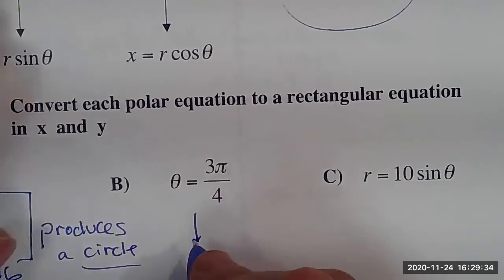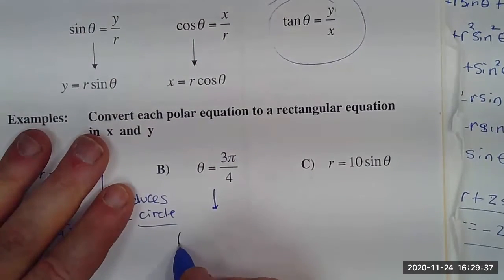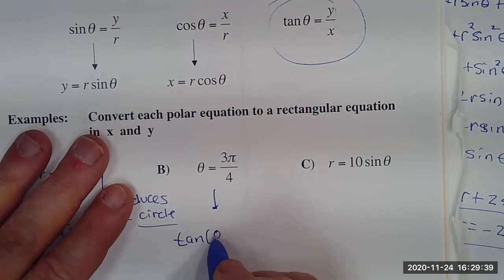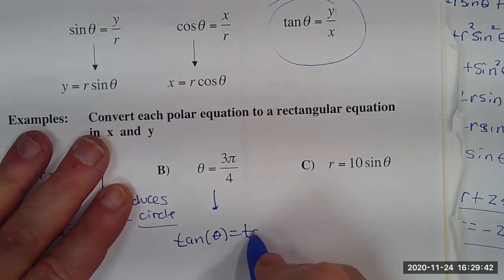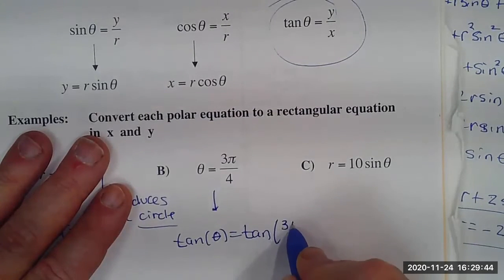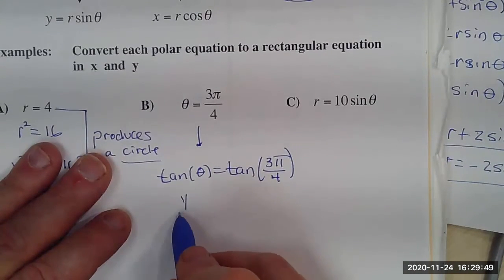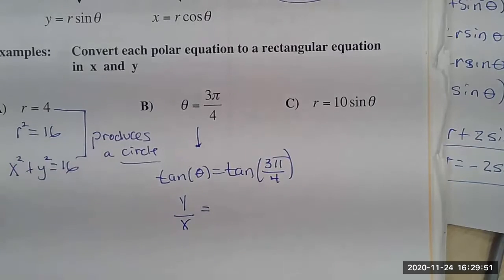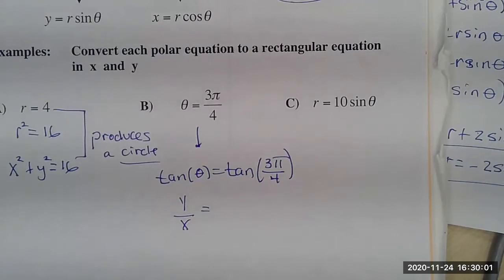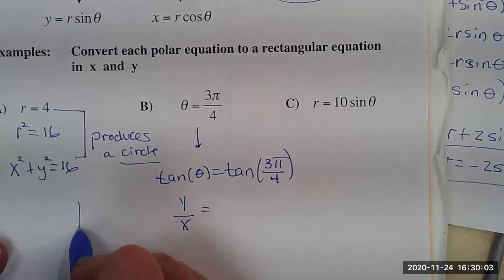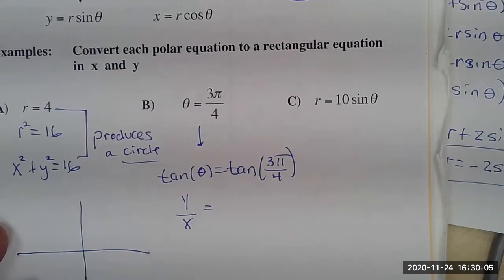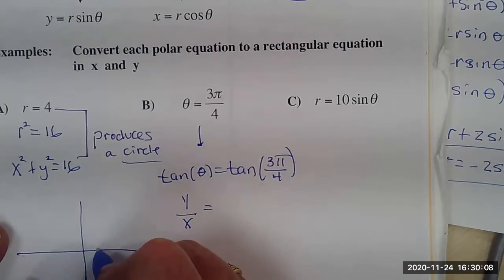Over here, I'm going to go tan to both sides. So tan theta is y over x. Tangent of 3 pi over 4. Huh, crap. I don't know. Well, 3 pi over 4 is in quadrant 2. 3 pi over 4. Okay, that's over here.